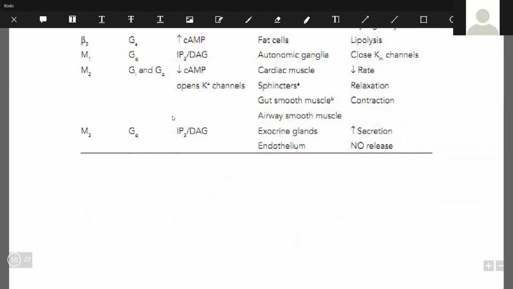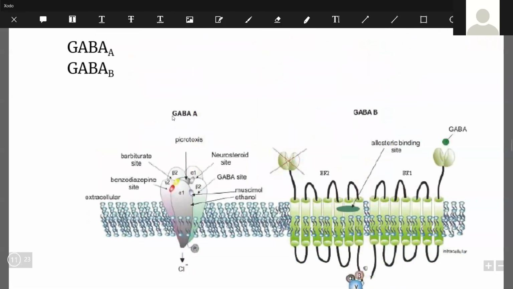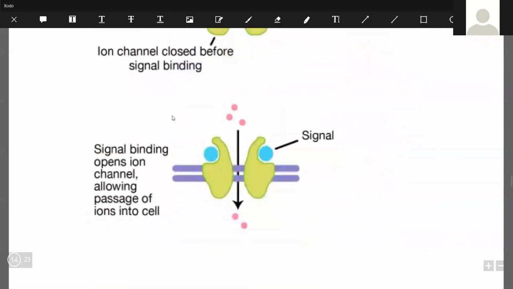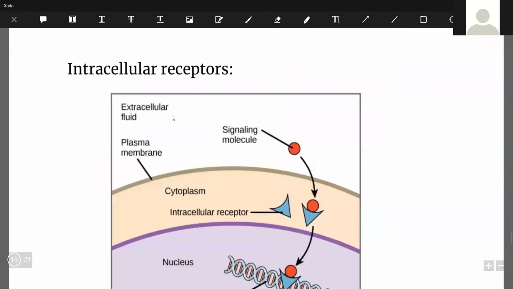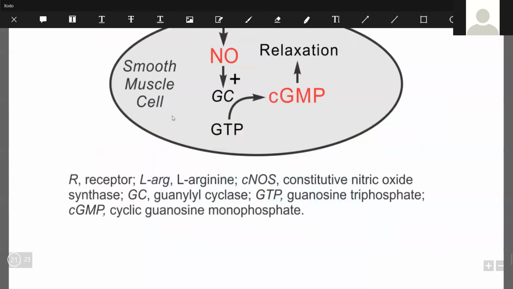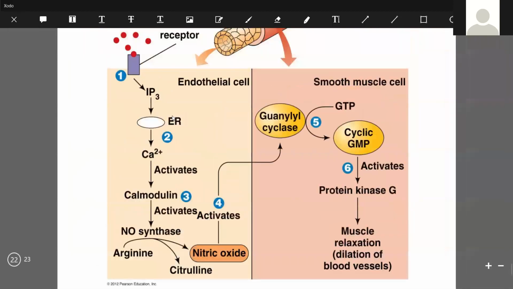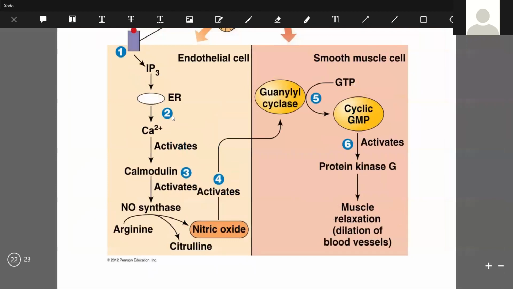M3 works through GQ. Look at this picture. It works a bit differently, the guanylyl cyclase works differently, even though it is a GQ coupled receptor. Okay, so let me explain again.